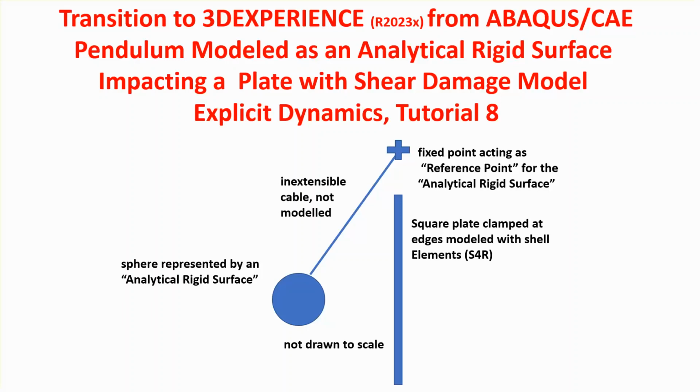Here, because the sphere is a very special type of object, basically something obtained by a surface of revolution, it can be modeled as an analytical rigid surface. So keep in mind that analytical rigid surfaces have to be either surfaces of revolution, such as what we have here, or extrusion surfaces, surfaces created by extrusion.